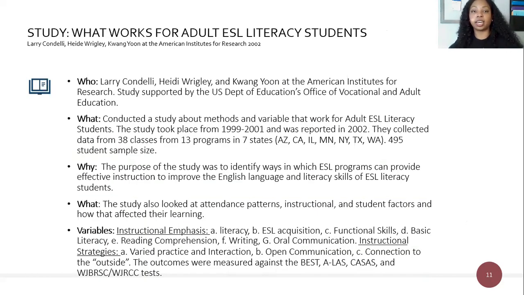During my research, I read a lot of studies, but today I'm only going to talk about two. The first one is "What Works for Adult ESL Literacy Students." This study was done by Larry Condelli, Heidi Wrigley, and Kwang Yoon at the American Institutes for Research. It's an older study that took place from 1999 to 2001, and they collected data from 13 programs in 7 states, Texas being one of them.